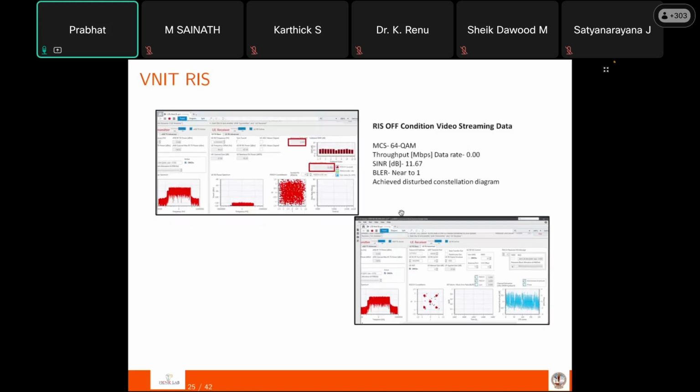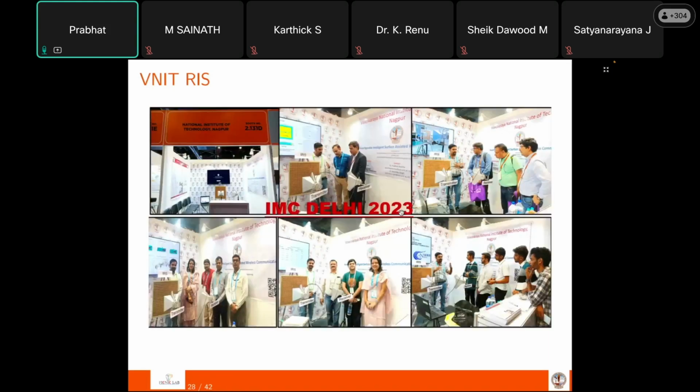So this we have done. It is probably one of the initial systems of RIS implementation in our country, though I am not sure about it. We demonstrated it at India Mobile Congress 2023 in Delhi.